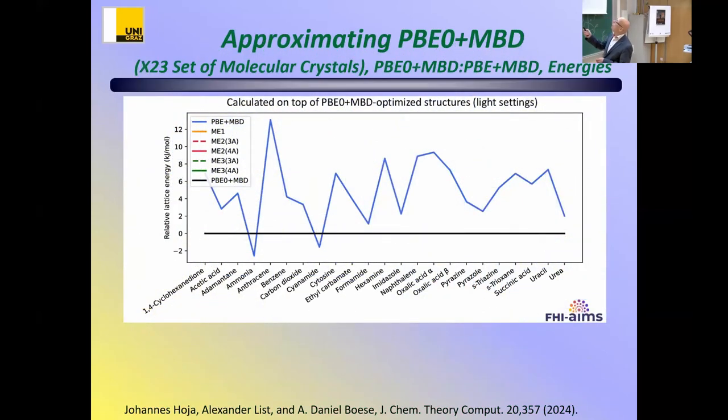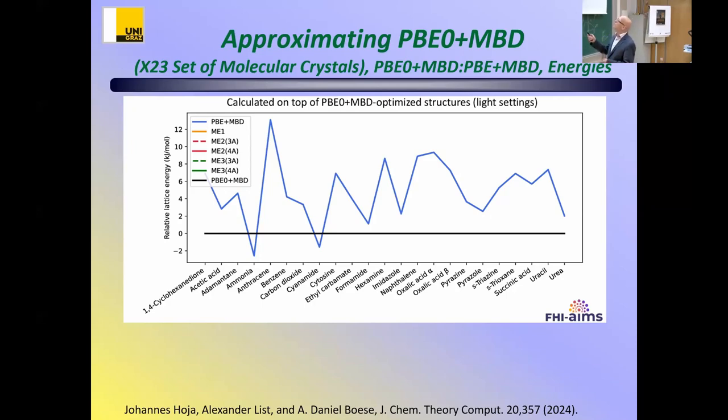So how good are those? How far do you need to go for those embedding things in order to get good results? So we have the PBE MBD results, which deviate from the zero line, which is PBE0 MBD. So we try to see how much we deviate one from the other. We could, of course, also use PBE plus D3 and PBE0 plus D3, or we could use B3LYP plus D3.